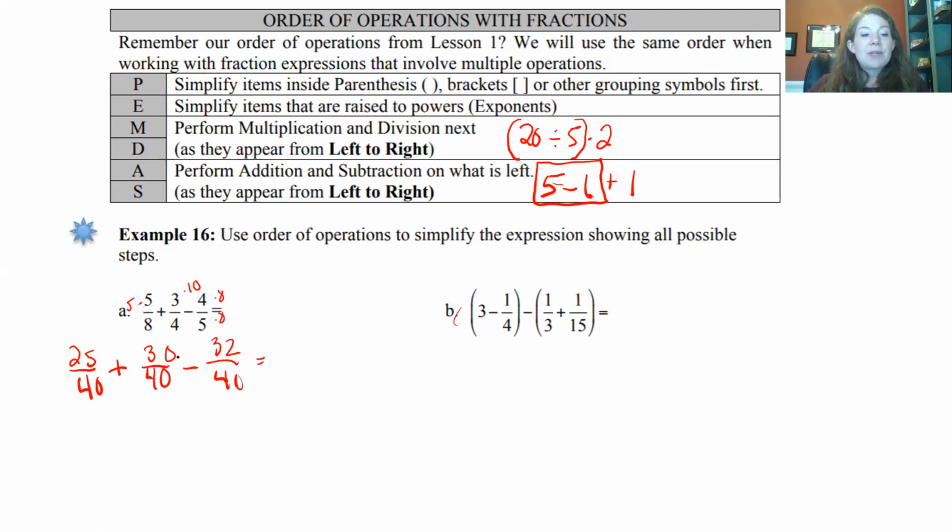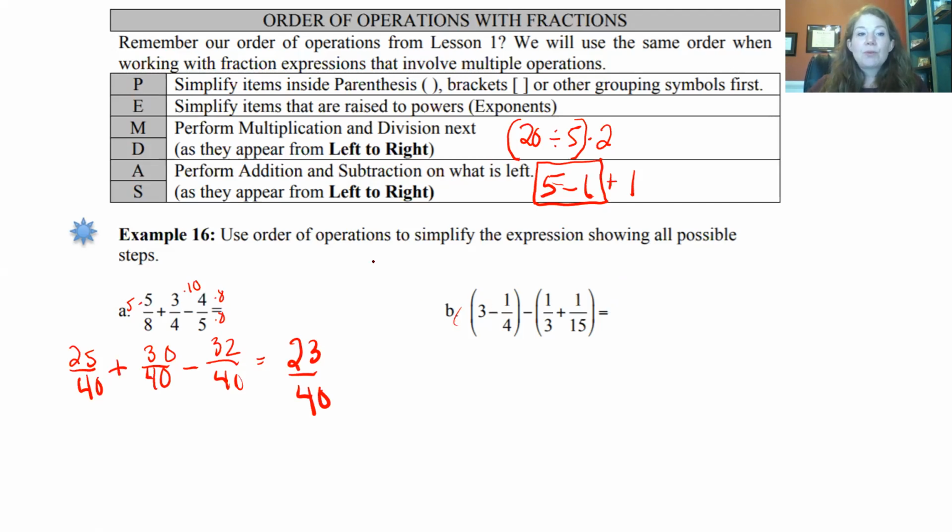So immediately I want to go, oh, 30 minus 32 is -2, but we have to go from left to right. So let's say 25, so we're adding our numerator. So 25 plus 30 is 55, and 55 minus 32 is 23. So our final answer is 23/40. All right, letter B.